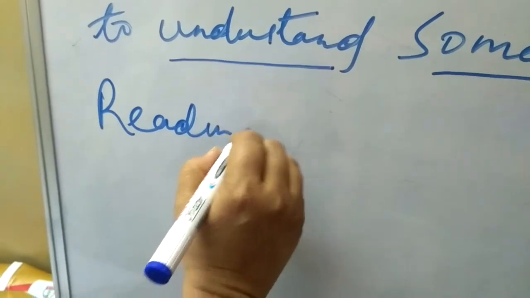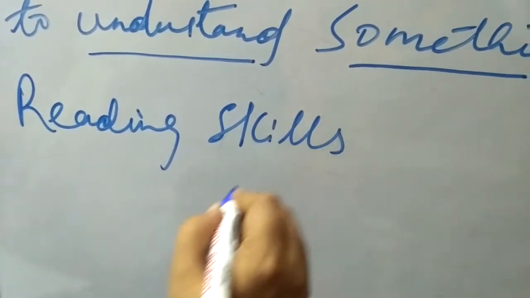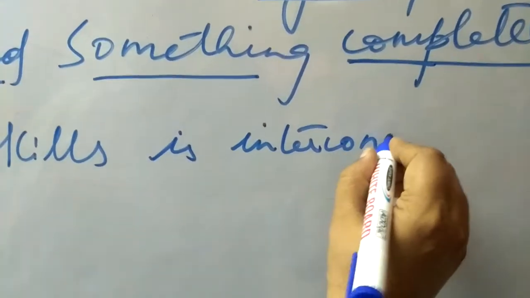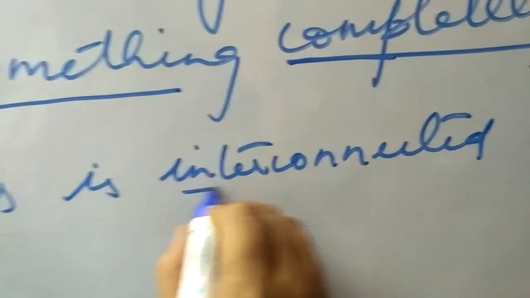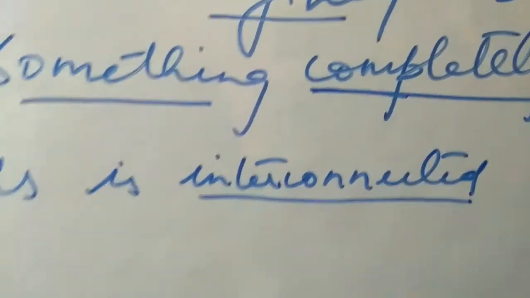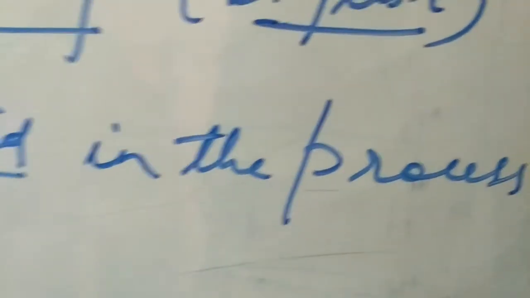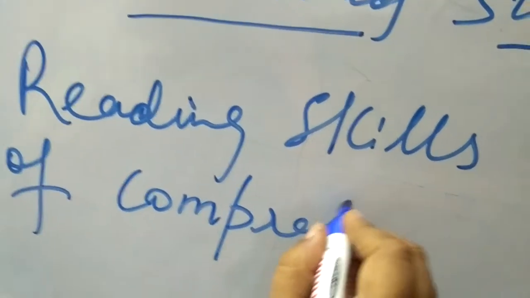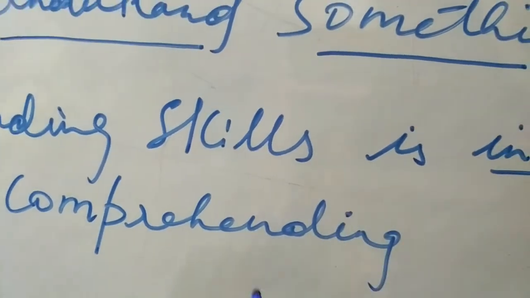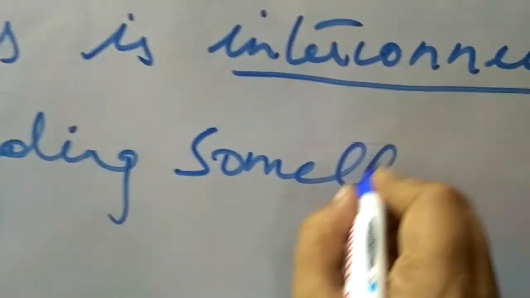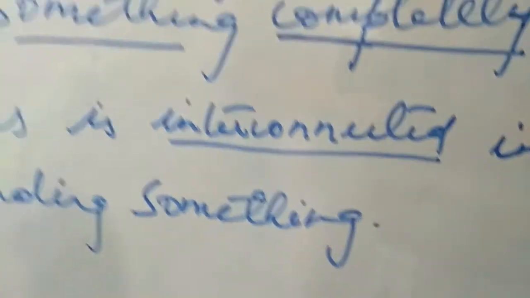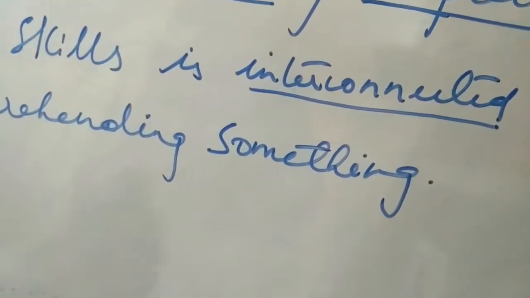So as I have told you beforehand, reading skills is interconnected. Now look at the word interconnected in the process of comprehending something. Comprehending something. Now, one by one, according to the sentence I am explaining to you, try to understand it.